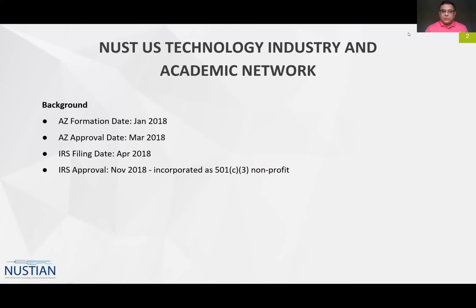So initially 20 odd members, we raised like $2,000. We hired a lawyer. We registered ourselves first in Arizona in January 2018. By March, we had registered as a nonprofit, and the next step was to get a tax exempt status. So we filed paperwork along with the Constitution and bylaws, and we got the tax exempt status as a 501c3 nonprofit in November 2018, exactly 2 years back.